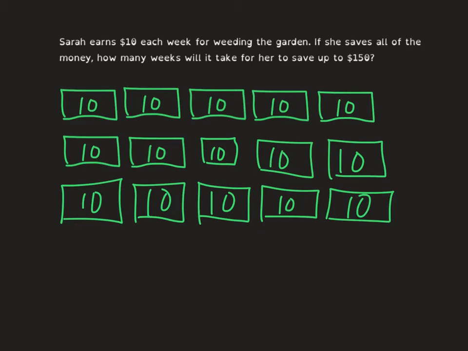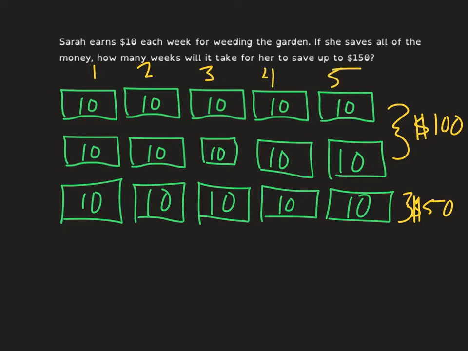Each time she earns a $10 bill, it's been a week of her weeding the garden. So, let's see if we can find any solid numbers that we're good with working with. Any friendly numbers? Well, let's see. After 1, 2, 3, 4, 5, 6, 7, 8, 9, 10, these 10 here equal $100. And this here is $50. Well, it takes her 5 weeks to earn $50.